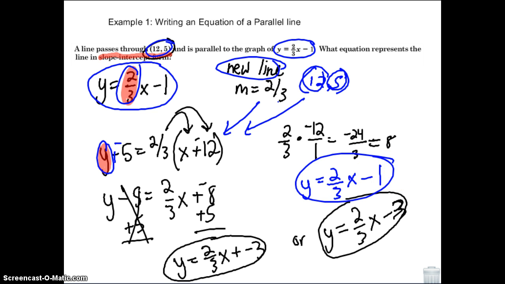My question is, are these two lines right here, are they parallel with each other? The answer is yes. They have the same slope, and they have different y-intercepts.